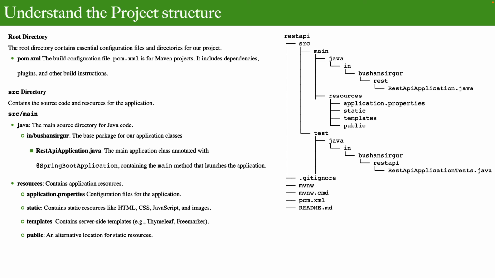If we are creating a REST API application, then we don't need these folders. If you are creating a web application using server-side templates, then we might need these folders. Inside the templates folder, we will add the server-side templates such as Thymeleaf or FreeMarker templates. And we will add the HTML, CSS, JavaScript files under the static folder. Under the public folder, we will add an alternative location for the static resources. If you are creating JSPs, then we will add them inside the public folder.